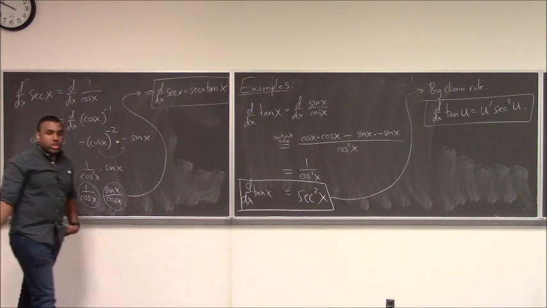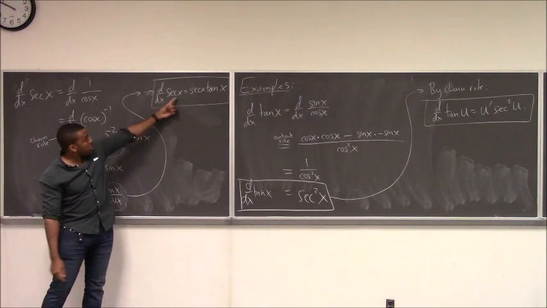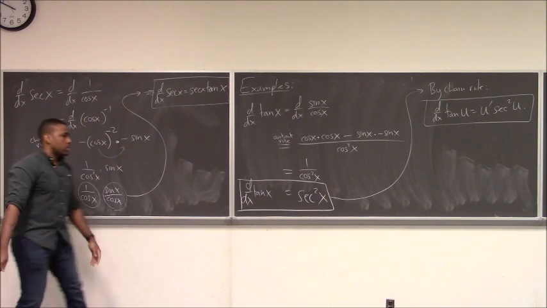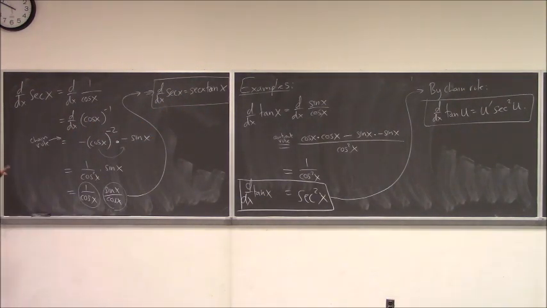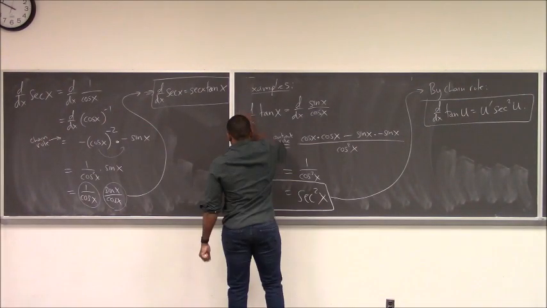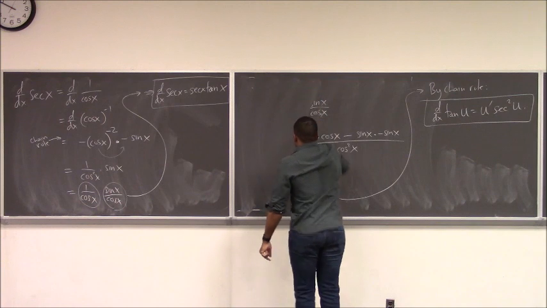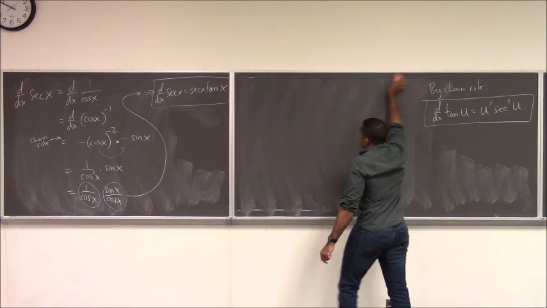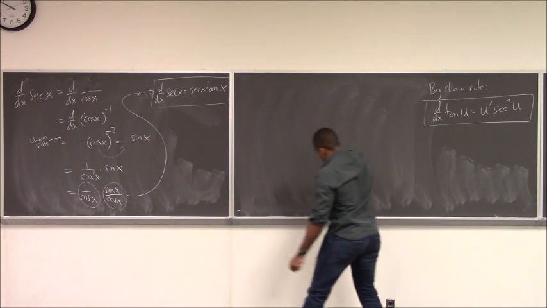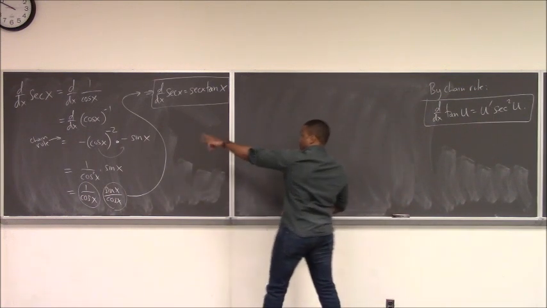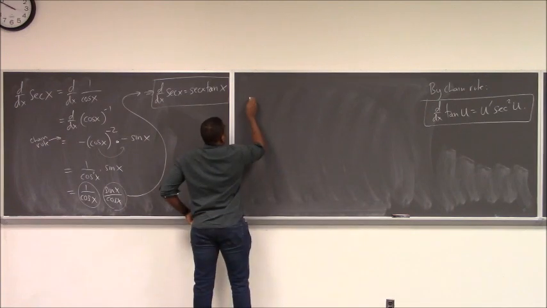And of course, we can do the chain rule version here. If it was secant of u, it's u prime secant of u tangent of u, etc. Every time I give you a rule, there's always a chain rule version of it. I'm not going to prove the other ones. I'll just state them, but you should try to prove them on your own as practice.